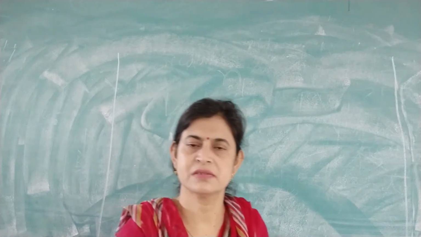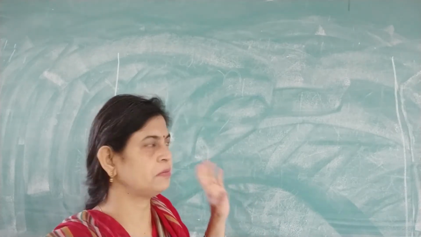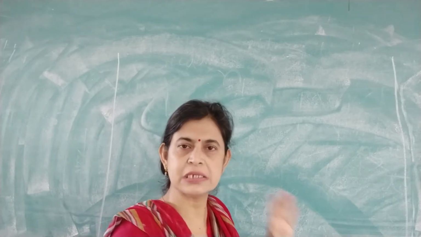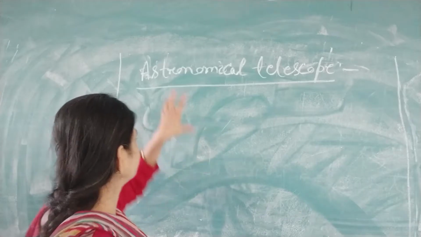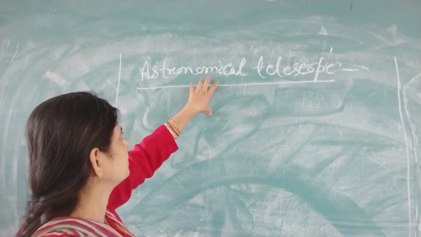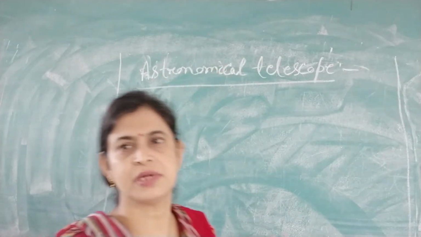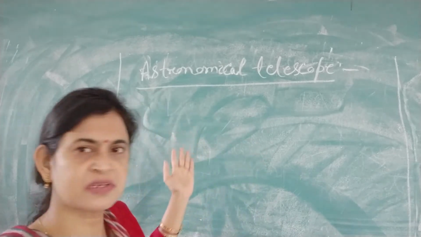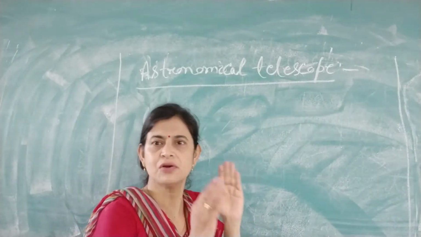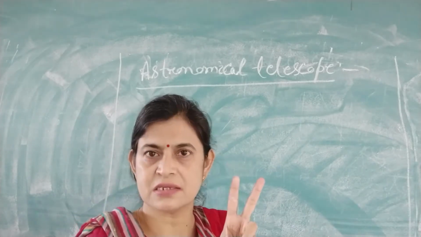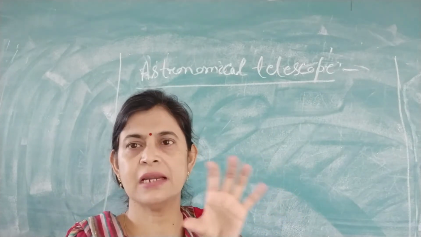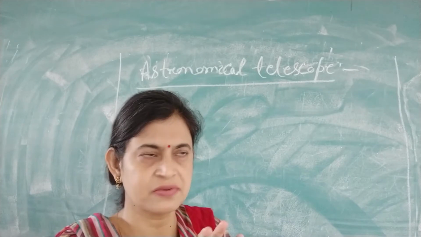Today we will discuss the formation of image in an astronomical telescope and its magnifying power. First of all, we will discuss the construction of the astronomical telescope. In the previous class we discussed the compound microscope, where there were two lenses: one is the objective and the second is the eyepiece.